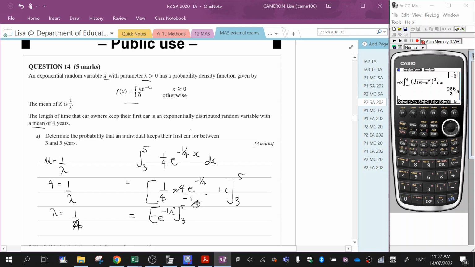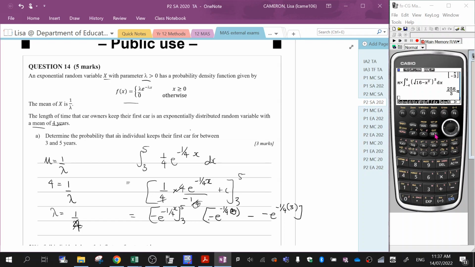Then I would substitute these into the equation by doing negative e to the power of negative 1 on 4 to the power of 5 minus negative e to the power of negative a quarter to the power of 3. So that's what I would be doing. But there is a faster way.